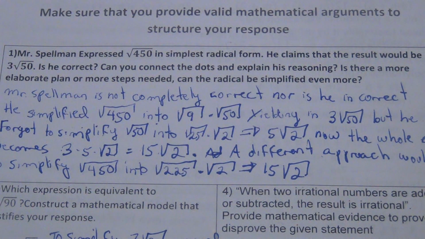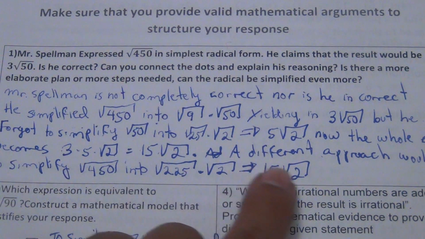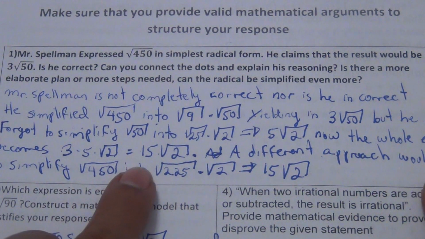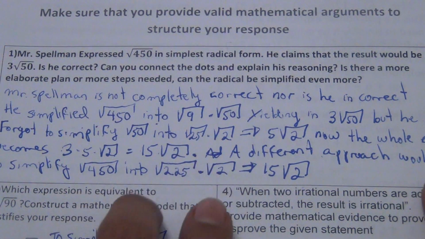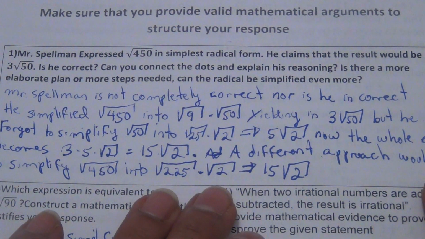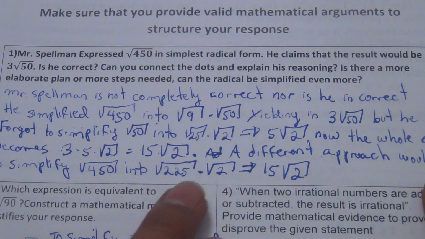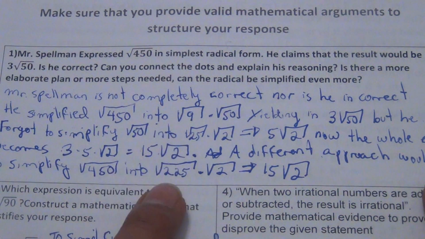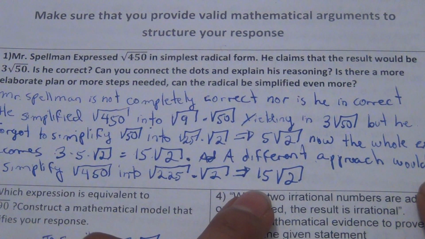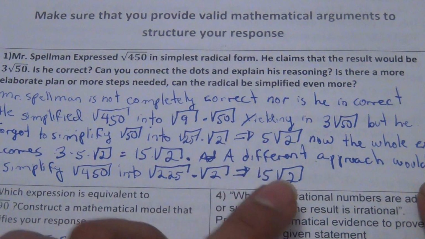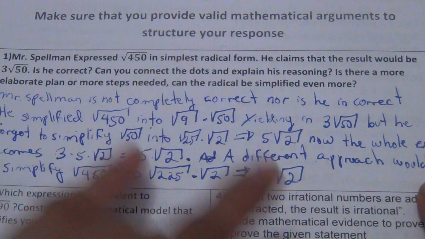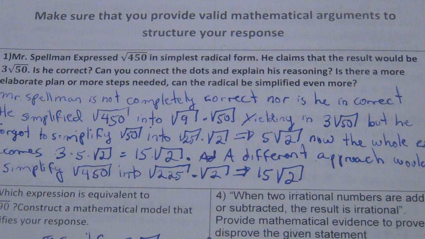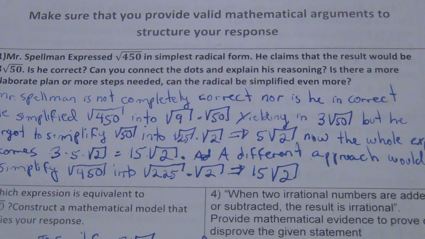Now you have to think outside the box. Is there another way? Well, a different approach would have been to simplify radical 450 into radical 225 times radical 2, because this is also radical 450. And remember, it's always a good thing to find the largest perfect square. So 225 is the largest perfect square. So now the square root of 225 is 15 times radical 2. So 15 radical 2, same simplest form answer, simpler approach. Got it? All right then. So now let's move on to the next problem.